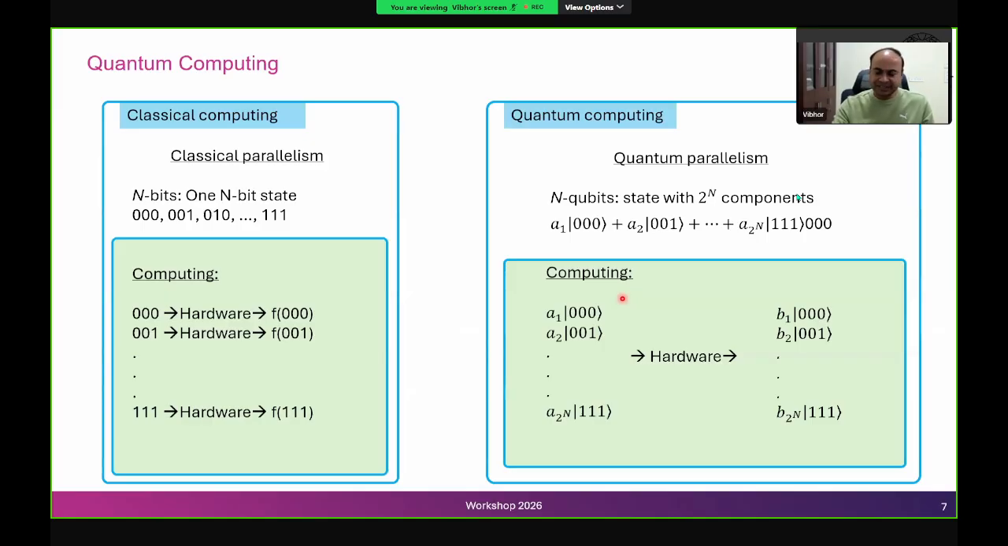All right. There is another aspect to it, which is parallelism. In classical computing, for example, if I have n bits, they could be just one n-bit state. Depending on the length of this word, you can have all those possibilities. But when you do computing, you process essentially one word at a time. And if you want to do parallel computing, you can parallelize the hardware and process all these possibilities together. So that's classical parallelism.